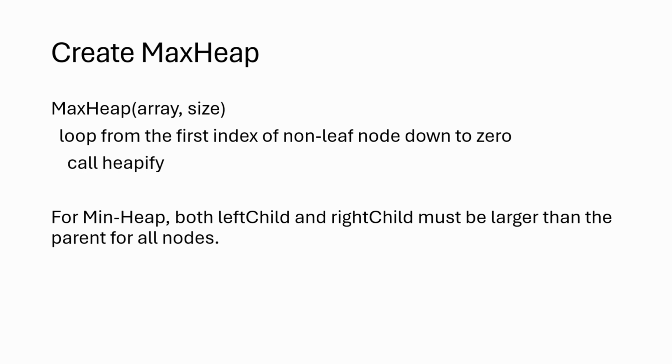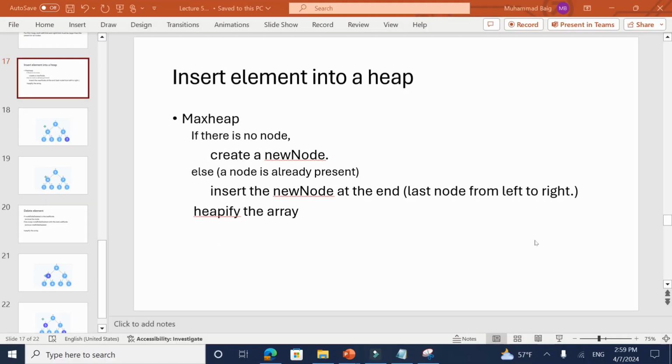You call heapify. And then for the min heap, both left child and the right child must be larger than the parent of all nodes. Because min heap's kind of like the opposite, right? The child's got to be larger than the parent.